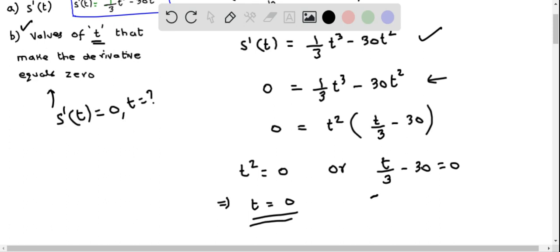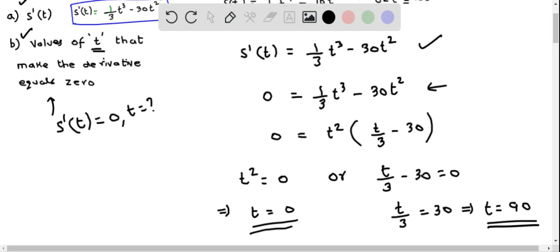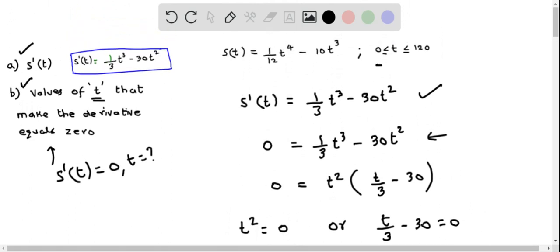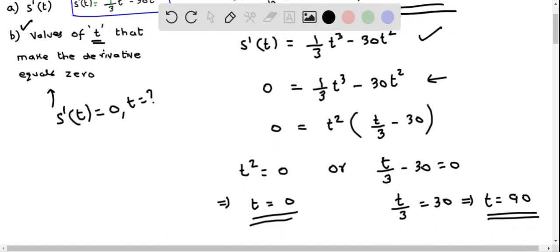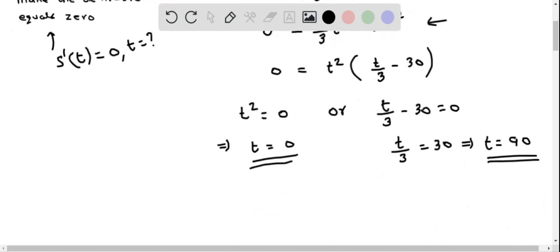And when we solve this equation, we can add 30 to both sides. So therefore this becomes t by 3 equals 30. We then multiply both sides by 3. So we get the value of t equals 30 times 3 equals 90. So this is the another value of t. And clearly these two values of t are within this range. That is, t is greater than or equal to 0 and less than or equal to 120.